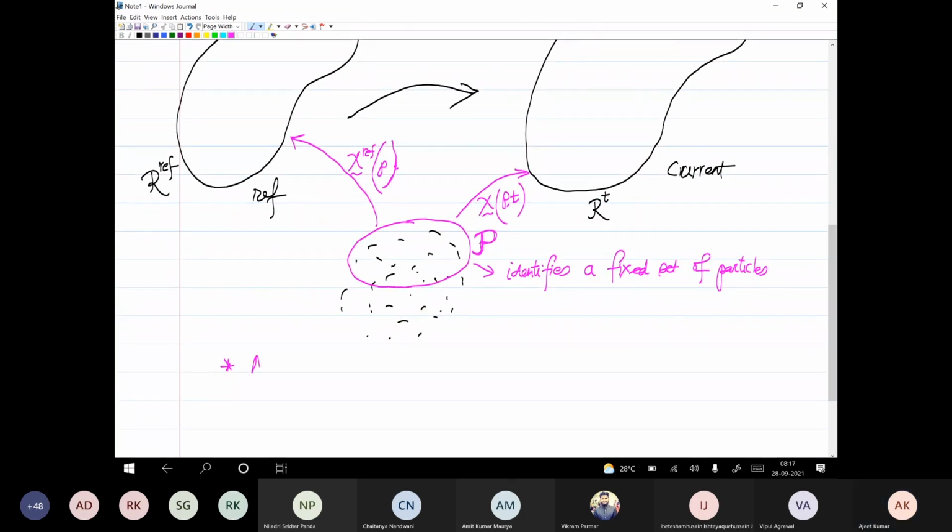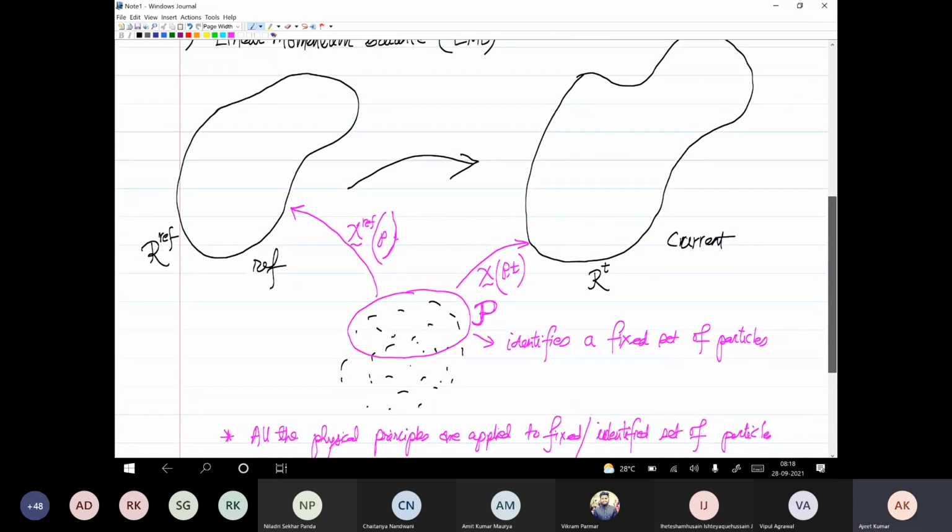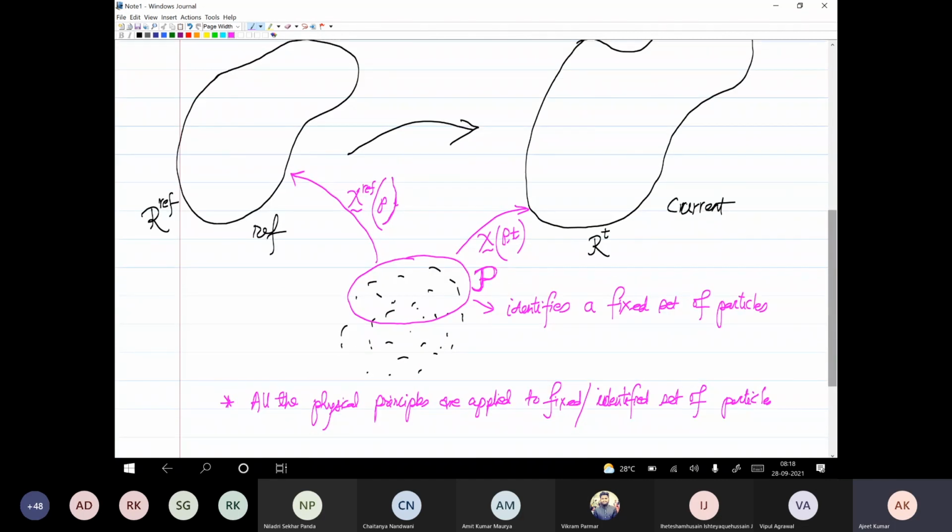I'll also write that here: all the physical principles are applied to a fixed, or you can also say identifiable, set of particles. So basically, the system that you have taken, its particles must not change. It should not happen that one particle is going out of the system and another is coming in. Your system should be closed with respect to particles. Of course, it can exchange energy and heat, but it must be closed as far as mass transport is concerned.